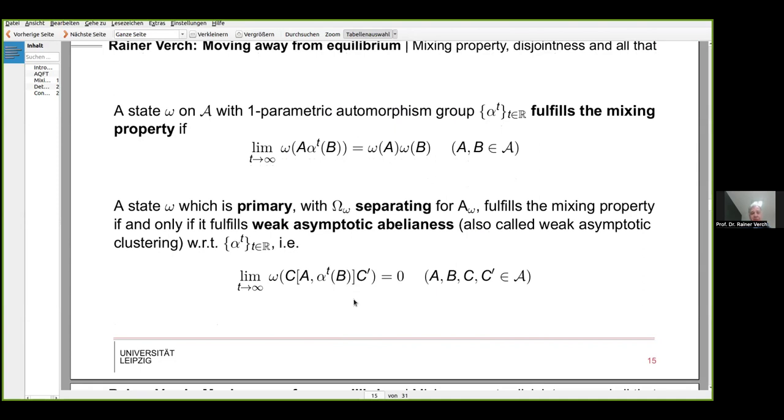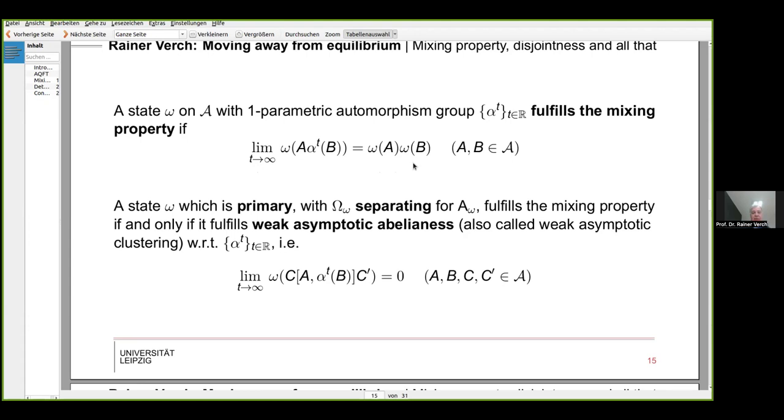Now the mixing property. If we have a state omega on A with the one-parametric automorphism group of the type I have said before, so it's either boosts or time translations, then such a state fulfills the mixing property if you look at this correlation here: you have two observables, A and B shifted by alpha t, and if you take t to infinity, then you have this product of the expectation values of A and B.